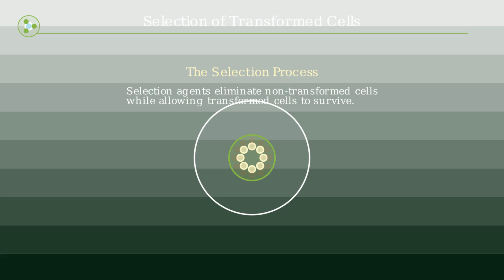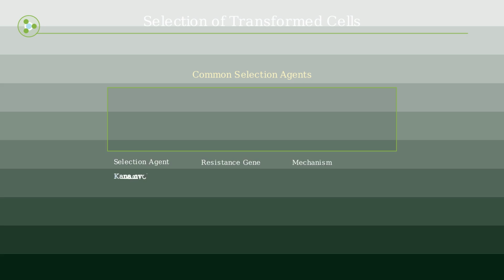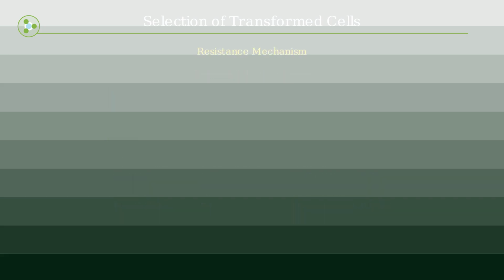When selection agents are added to the culture medium, non-transformed cells cannot survive because they lack the resistance gene. In contrast, transformed cells express the resistance gene and can detoxify or block the selection agent, allowing them to grow and divide. Several selection agents are commonly used in plant transformation. Each works with a specific resistance gene that counteracts the agent's toxic effects. The mechanism of resistance varies depending on the selection system used.